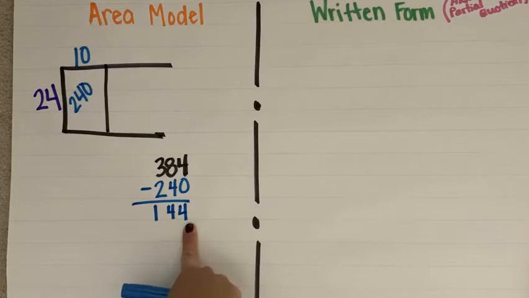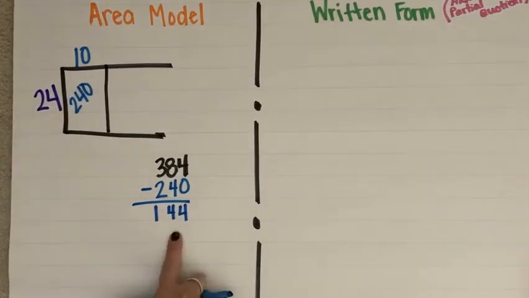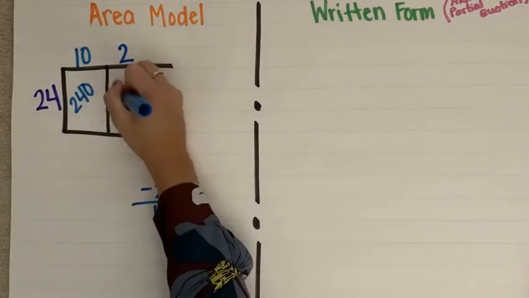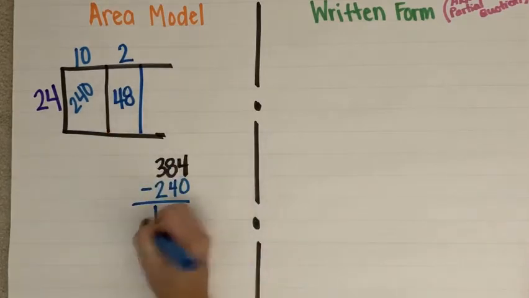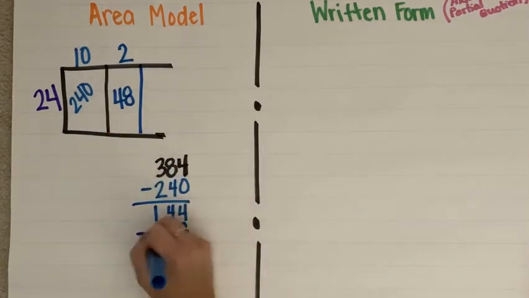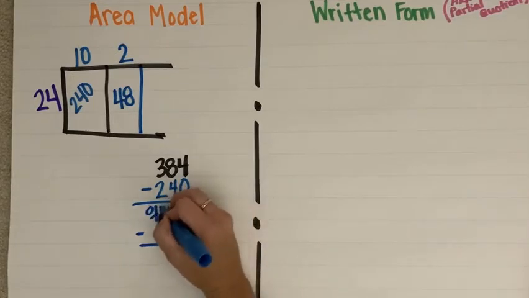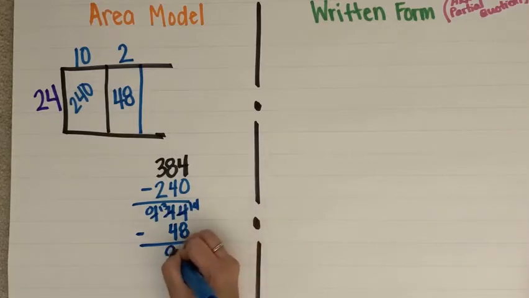Now I'm going to think to myself, what's a number that I do know, what factor times 24 can still fit in here? I'm going to start small. I'm thinking to myself, I know 24 times 2. 24 times 2 is 48. I'm going to close it. So I'm going to take a group of 48 away. When I take that away, I have to borrow, and I get 96.